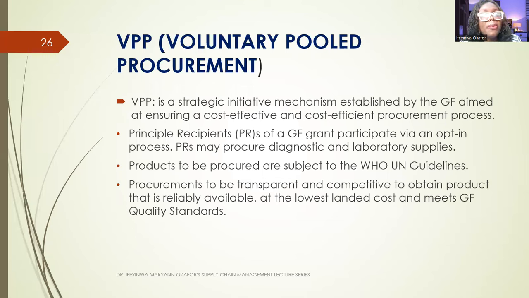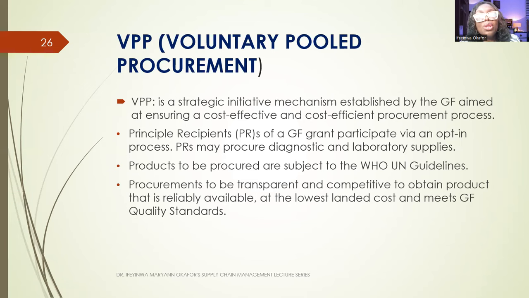Voluntary pooled procurement is a strategic initiative mechanism established by the Global Fund, aimed at ensuring a cost-effective and cost-efficient procurement process. Principal recipients of a Global Fund grant participate via an opt-in process. The principal recipient may procure diagnostic and laboratory supplies. Products to be procured are subject to World Health Organization and United Nations guidelines.